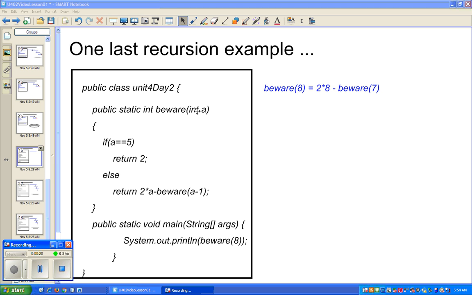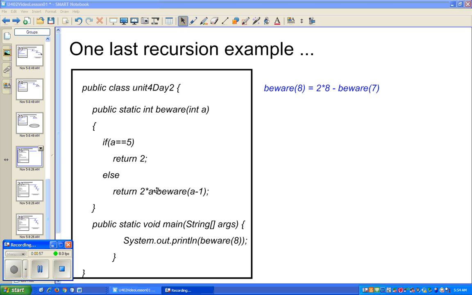Beware needs an integer parameter. So when I call beware, I need to send it a single integer, just one number. And when I dump that number in, it's going to check it. It says if that number is a 5, we're just going to spit back the number 2. If it's not a 5, we're going to spit back this math formula. We're going to go 2 times whatever it is, and then we're going to subtract beware a minus 1.